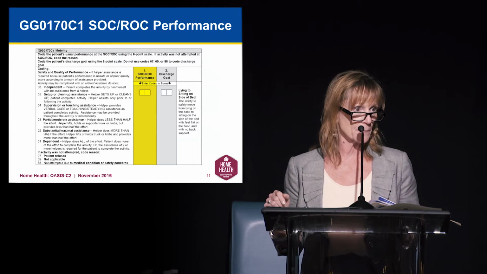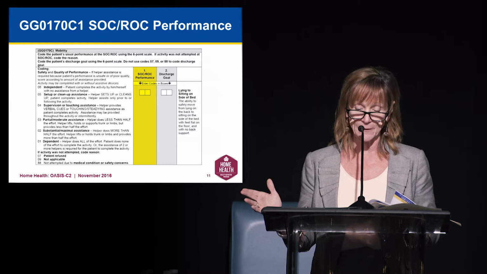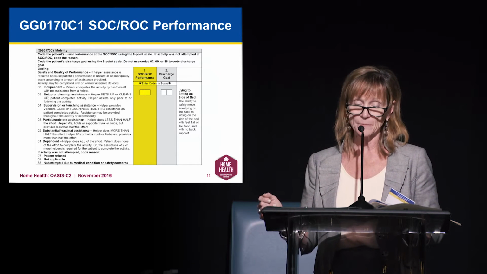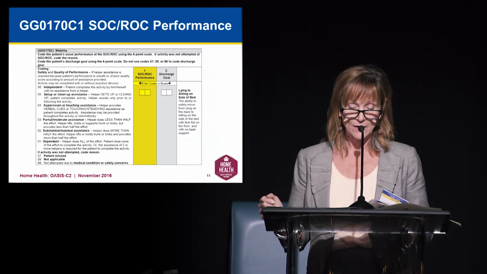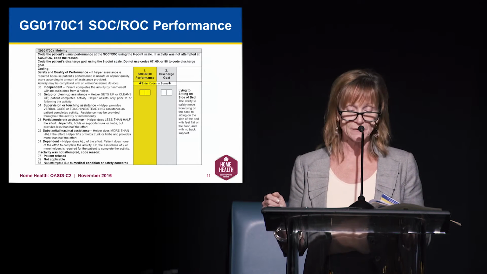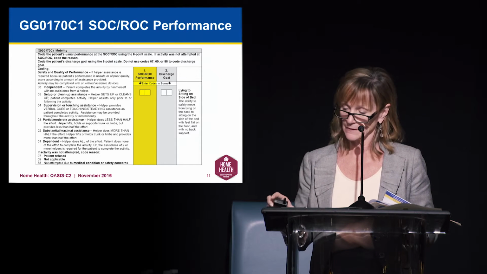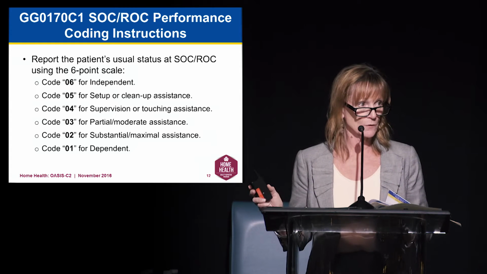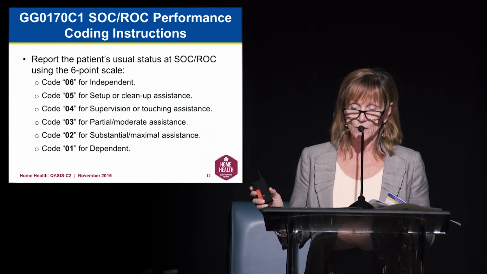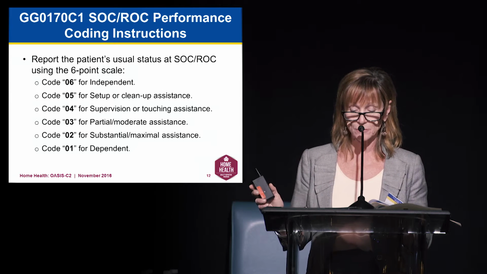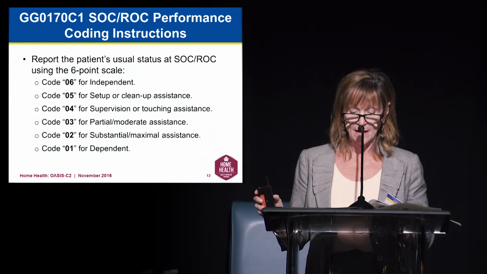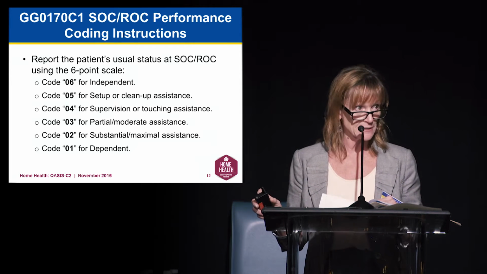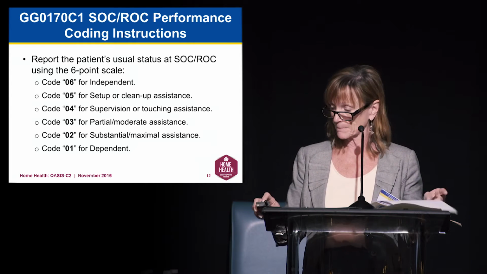Code 6 is if the patient can perform this activity independently. Code 5 would be if they require setup or cleanup assistance. Code 4 would be supervision or touching assistance. Code 3 for partial or moderate assistance. Code 2 is for substantial or maximal assistance. And then code 1 would be for a dependent patient.